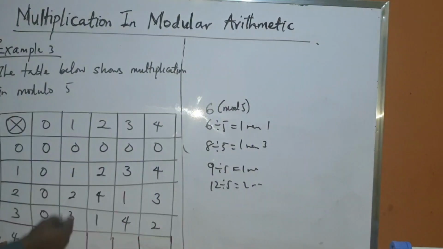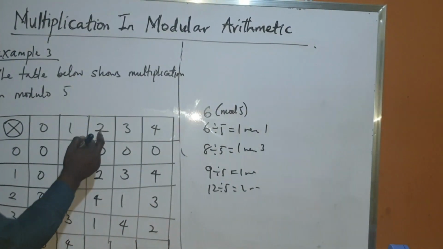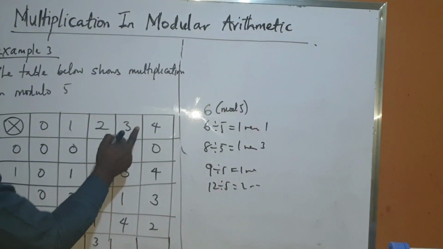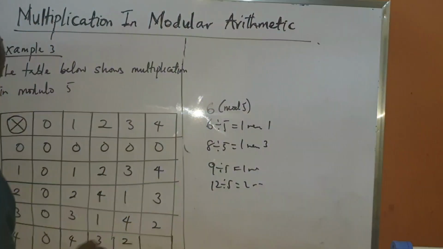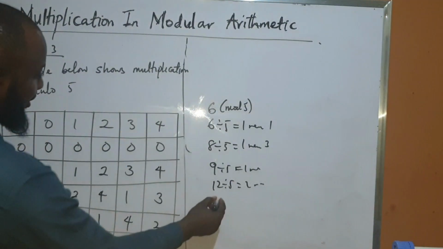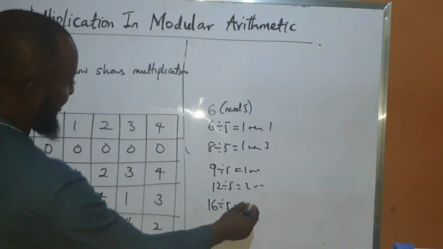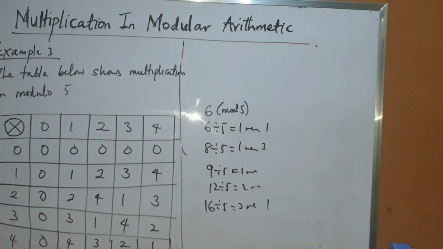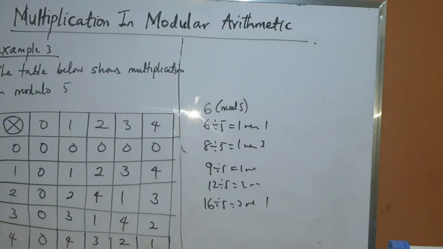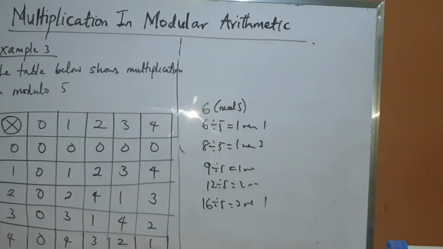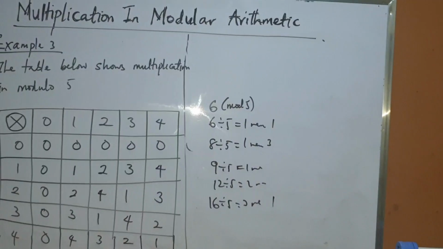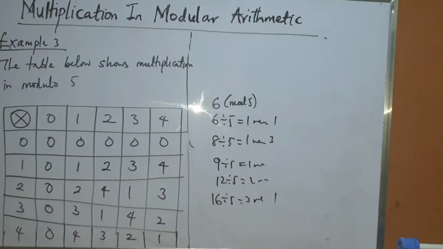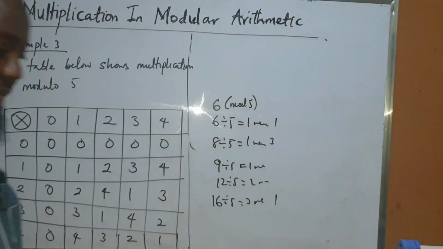Then 4 times 1 is 4. 4 times 2, 8, that is remainder 3. 4 times 3, that is 12, that's remainder 2. 4 times 4, 16, divided by 5, that is 3 remainder 1. That is 1. As you can see, it's straightforward, right? So this is very straightforward. So that is that on multiplication in modular arithmetic.